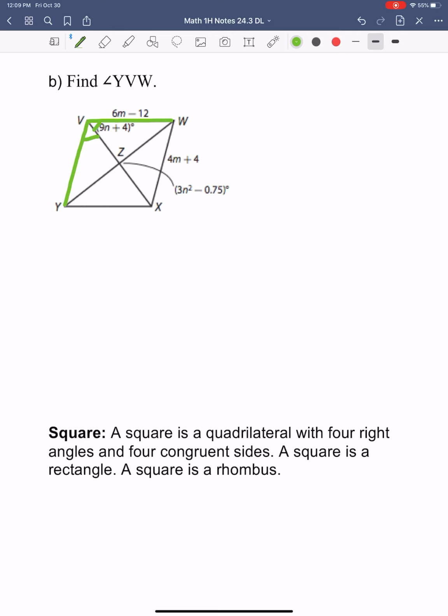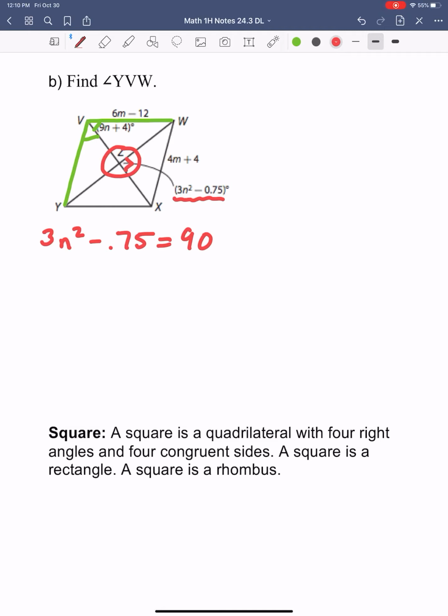But that still doesn't really help us solve for this n. What I can say, though, is that, remember we talked about this, all the angles in the middle here are 90 degrees each. So if they're telling me that one of them is 3n squared minus 0.75, well, I know that that angle has got to be 90 degrees because all those angles in there are each 90 degrees. So I'm going to set up 3n squared minus 0.75 equals 90, because I know each one of those in there is 90 degrees. That's a property of the rhombus. Okay? And why that helps me is because now I'm going to go ahead and solve for n, and then I'll go and find YVW.